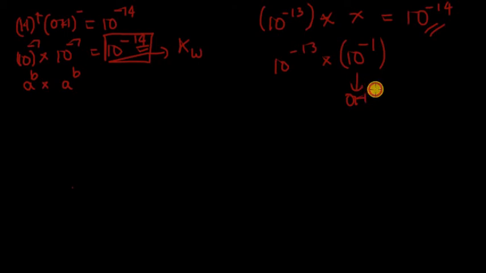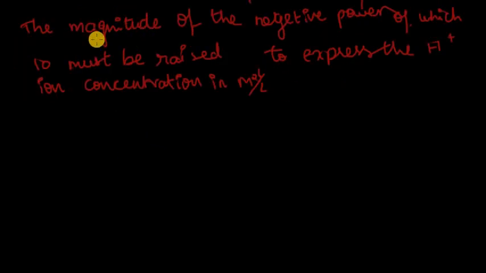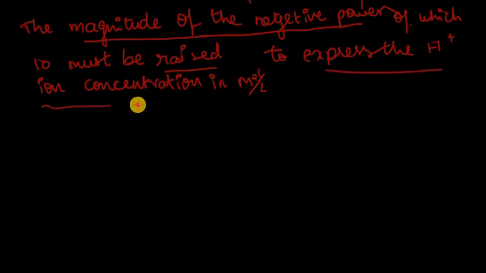So this is the hydroxide concentration in that substance. Tell me whether this solution is acidic or basic. It is basic because it has a really large amount of hydroxide ions and a very small amount of hydrogen ions. Okay, so this is the definition of pH: the magnitude of the negative power to which 10 must be raised to express the hydrogen ion concentration in moles per liter. So this is the proper definition of pH.